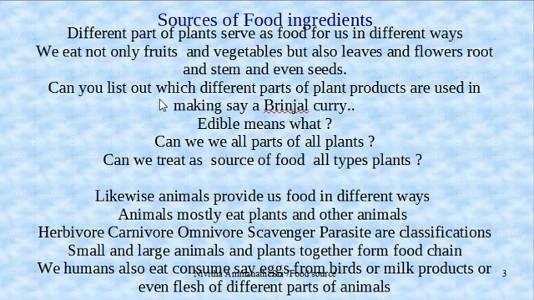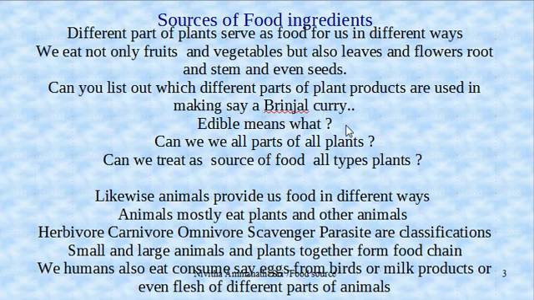Can you list down which different parts of the plant products are used in making brinjal curry? For a brinjal curry, we need brinjal as a vegetable. Then we need spices to add flavor. Then we need tamarind as a paste. We need salt. So, different parts of the plant, like the fruit of the brinjal, or the chili, or the tamarind, which is again from a different fruit. So all these things go into making a brinjal curry. So different parts of different plants are used as food, as ingredients.